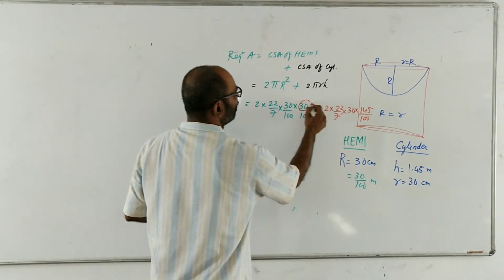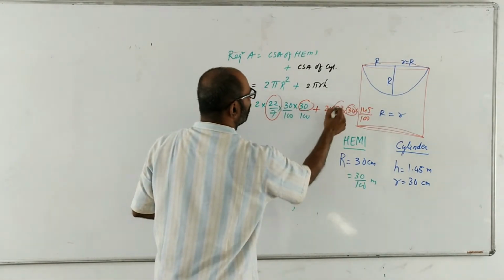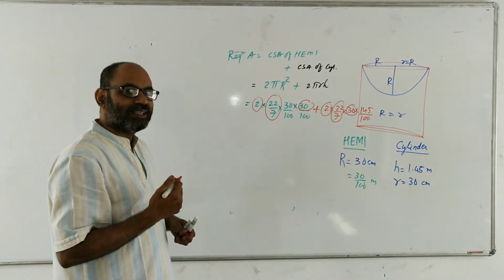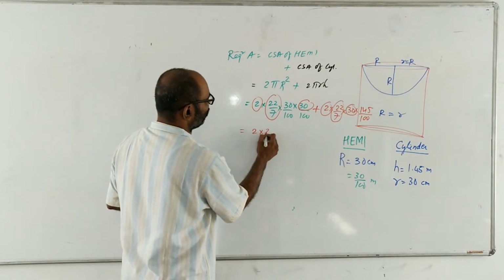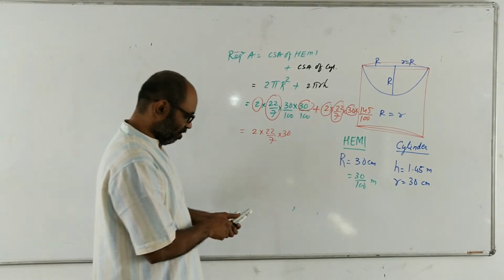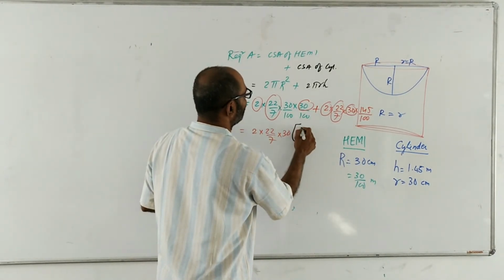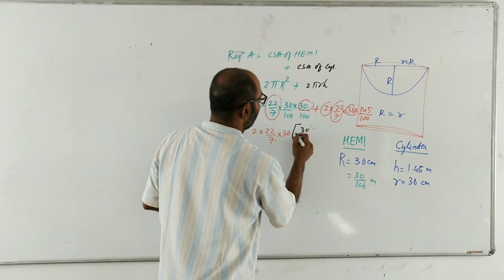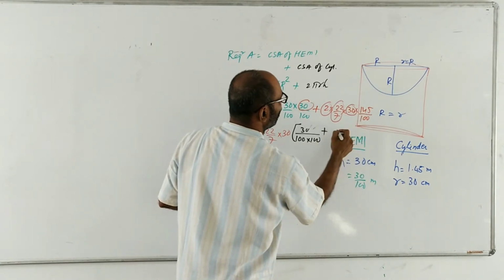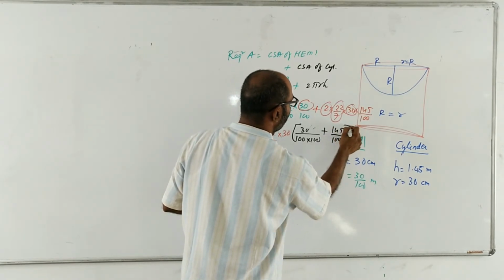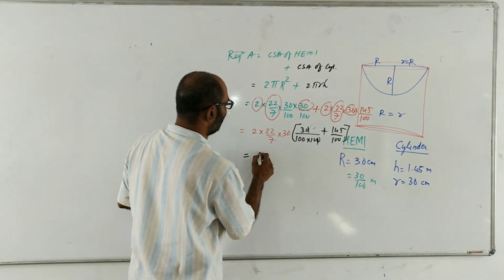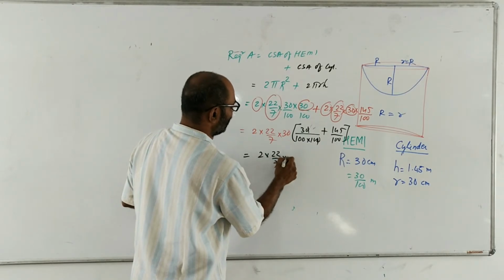What is common? 30 is common. 22 upon 7 is common. 2 is common. थोड़ा common निकाल लीजिए, काम आसान बन जाएगा. Okay, 2 into 22 upon 7 into 30 is common. And after taking common, what are you getting? Yes, 30 upon 100 into 100. Correct? Plus 145 upon 100. 0, 0 cancel. Right? यहाँ कुछ भी cancel होने वाला नहीं है. So 2 into 22 upon 7 into 30.